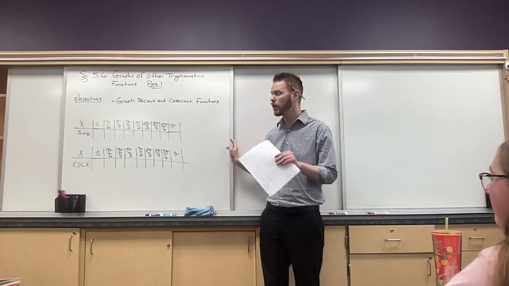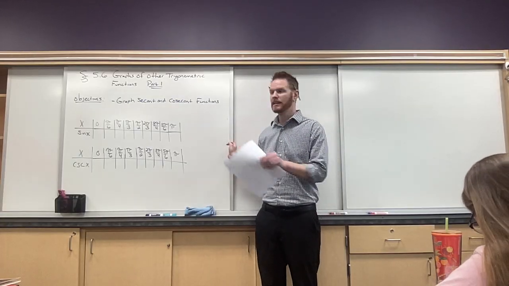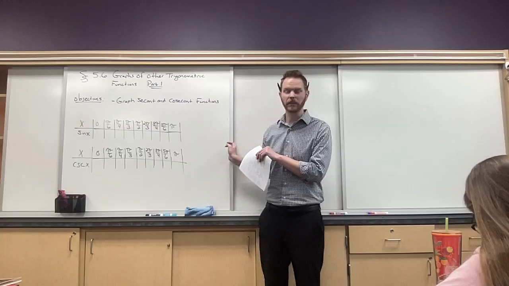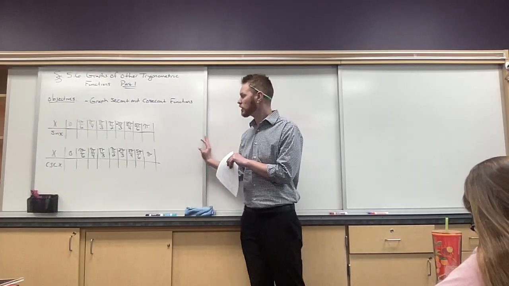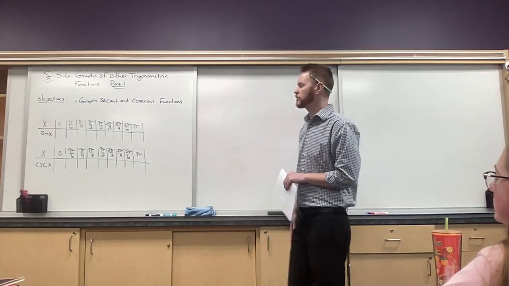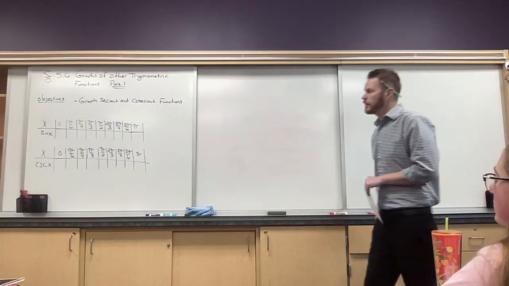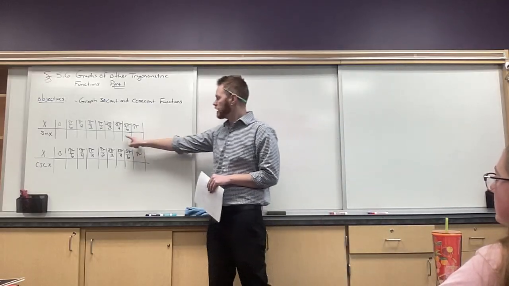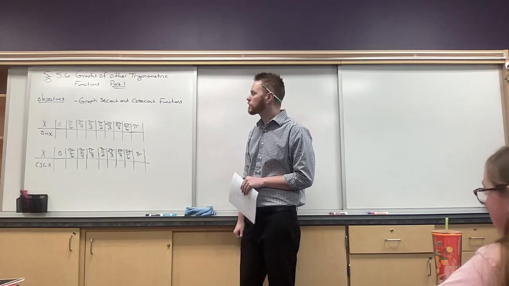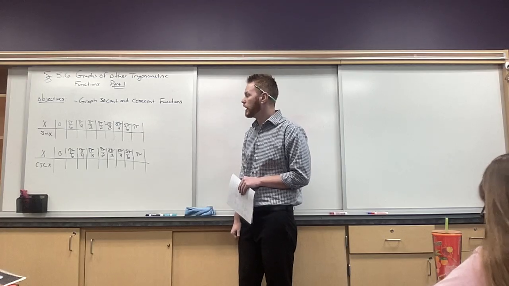Now, if you know how to graph sine and cosine, this is pretty easy. Very simple with it. So I have 2 tables here. We're going to look at cosecant first. Let's go ahead and fill in some of the values for sine of x for those particular angle values.